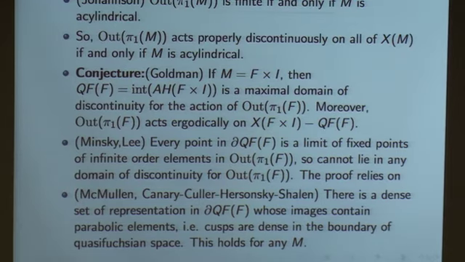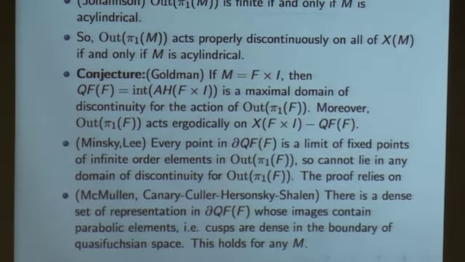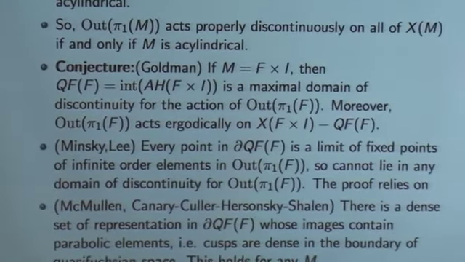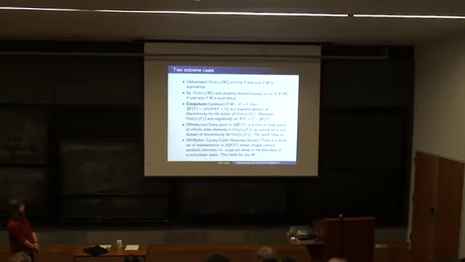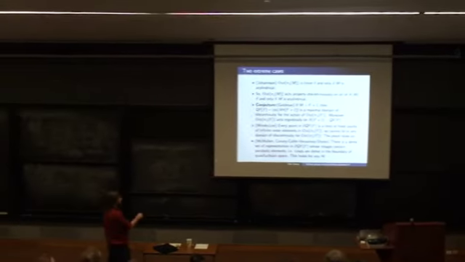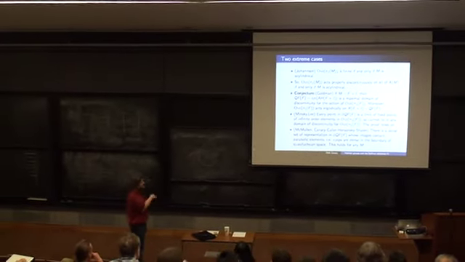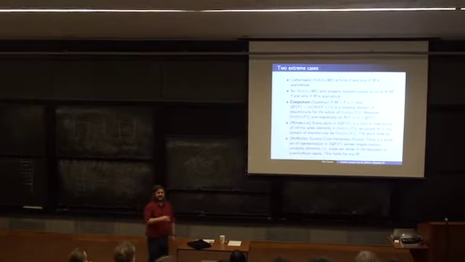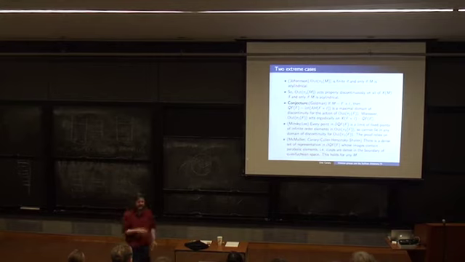And one thing you can show, and I don't know who all knew this, but Yair knew this, and my student Michelle Lee wrote it down in a paper because she needed it, so I put her name there too, is that every point in the boundary of quasi-Fuchsian space is a limit of fixed points of infinite order elements of the mapping class group. So in particular, points in the boundary of quasi-Fuchsian space can't possibly be in the domain of discontinuity. So if you're going to enlarge the domain of discontinuity, it's going to have to be by adding something way away from quasi-Fuchsian space. So that's sort of convincing.